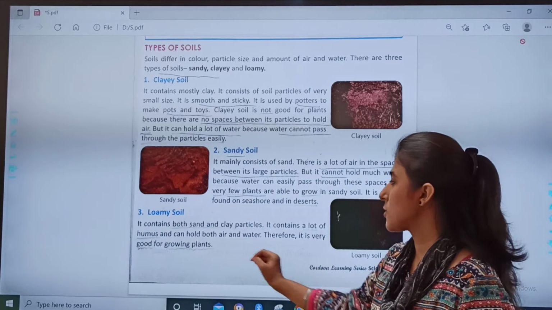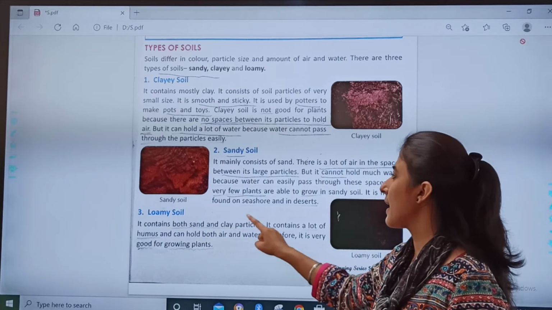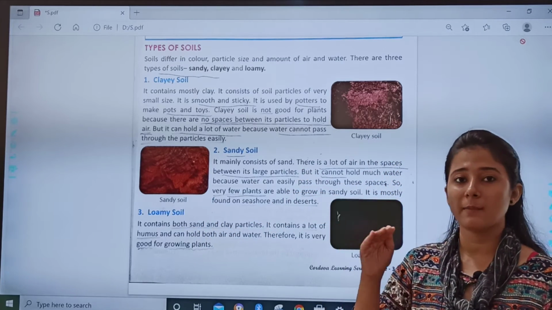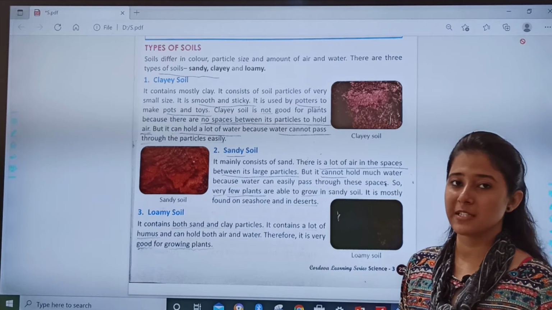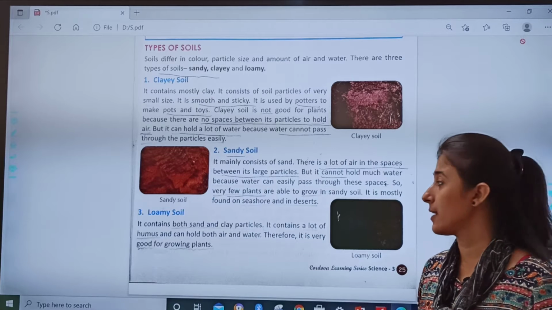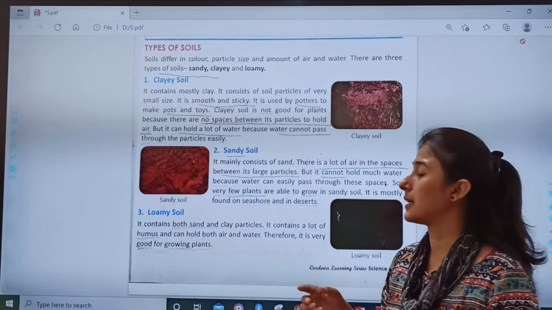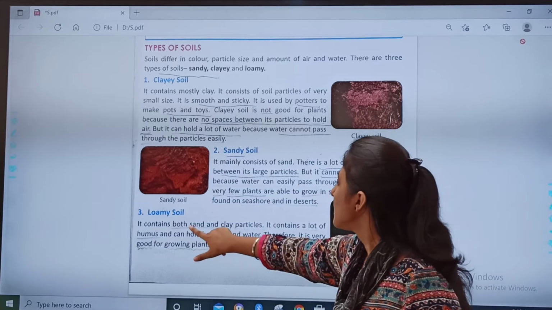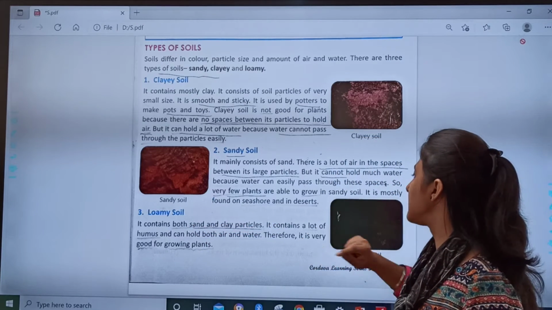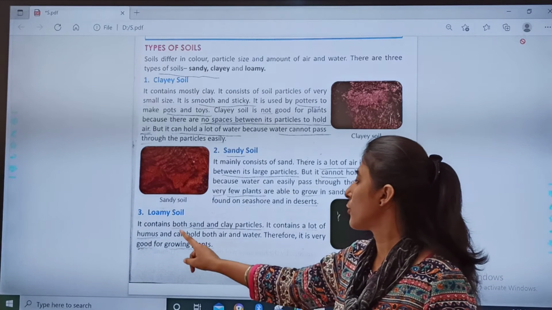Loamy soil. Now what is loamy soil? It contains both sand and clay. क्ले सॉइल में हमने नाम से याद किया, it contains clay. सैंडी सॉइल में भी हमने नाम से याद किया, it mostly contains sand. But loamy soil, it contains both sand and clay. That means it is a mixture of sand and clay particles. It contains a lot of humus.